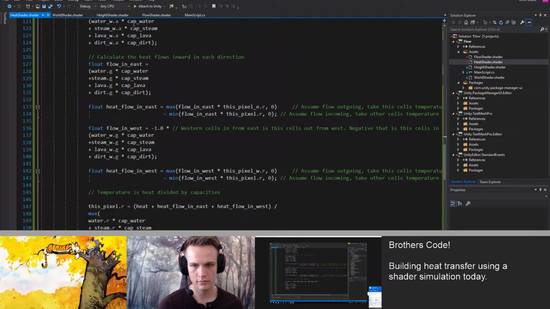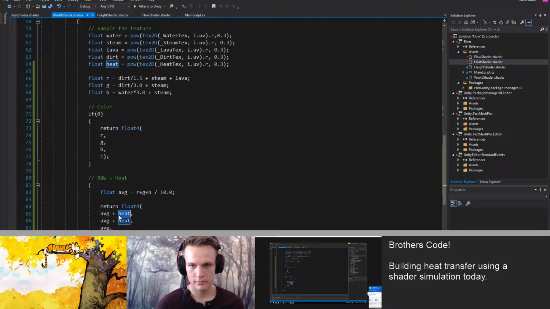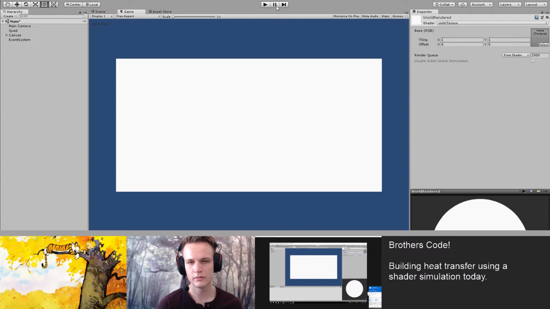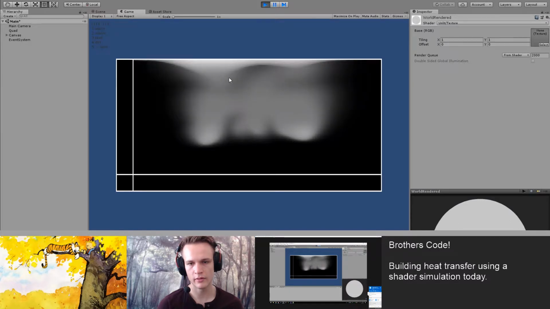All right, I want to look at the world shader again. This is plus heat, which is a power? Yeah, it's absolutely power. Okay, so the heat textures, we can take that out. That should just make it dimmer and linear, rather than exponential.